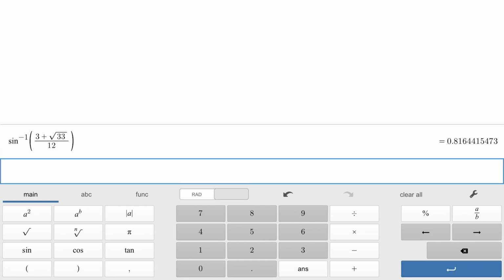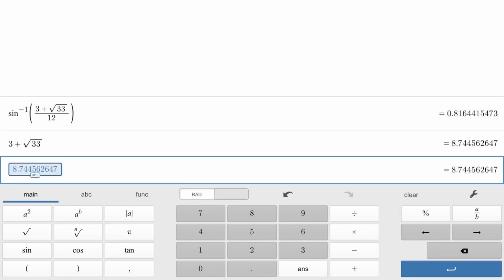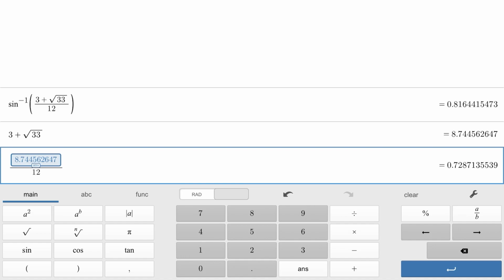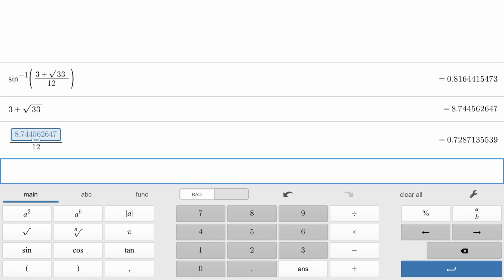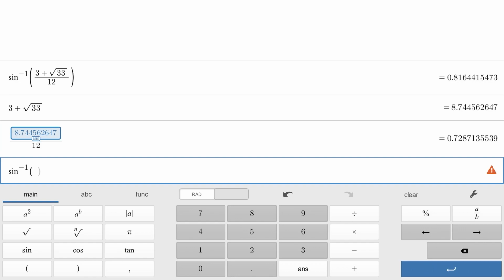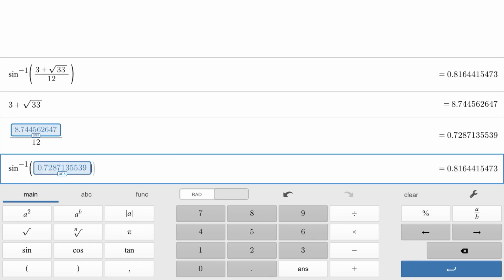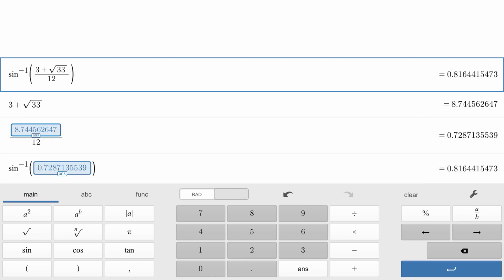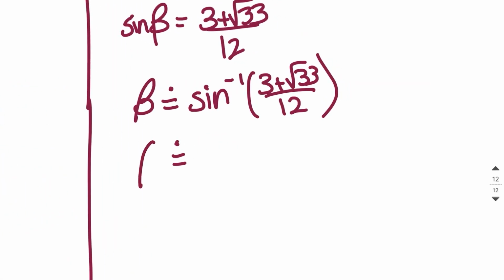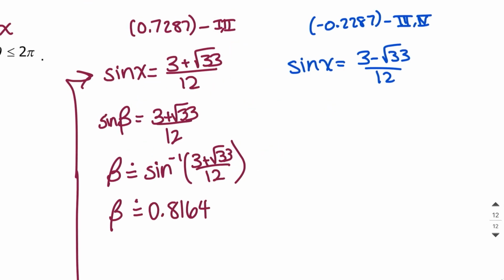But if you don't have this functionality in your calculator, you can just do 3 plus the square root of 33 in your calculator, get an answer, take your answer, divide that by 12, get that answer, and then you can just go to the inverse sine of that answer, and you still get that 0.8164 that we got up here. So here we know that beta is going to be 0.8164, okay?